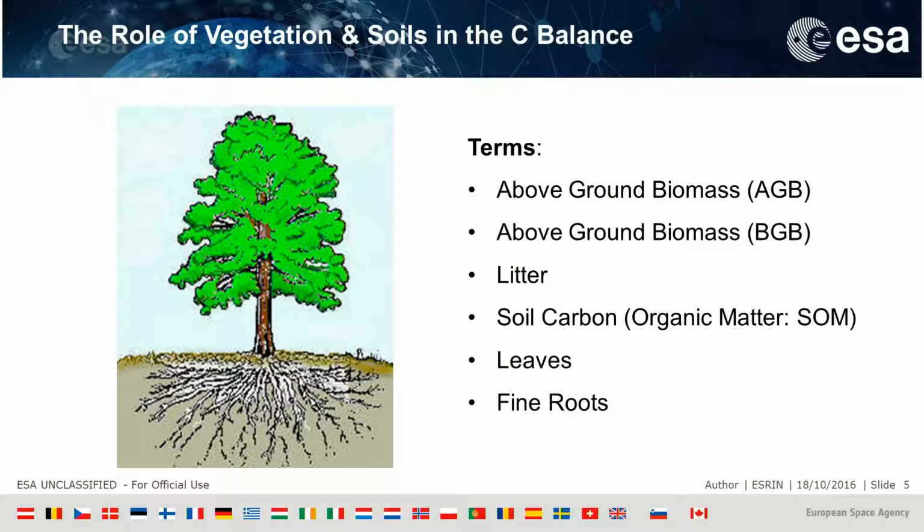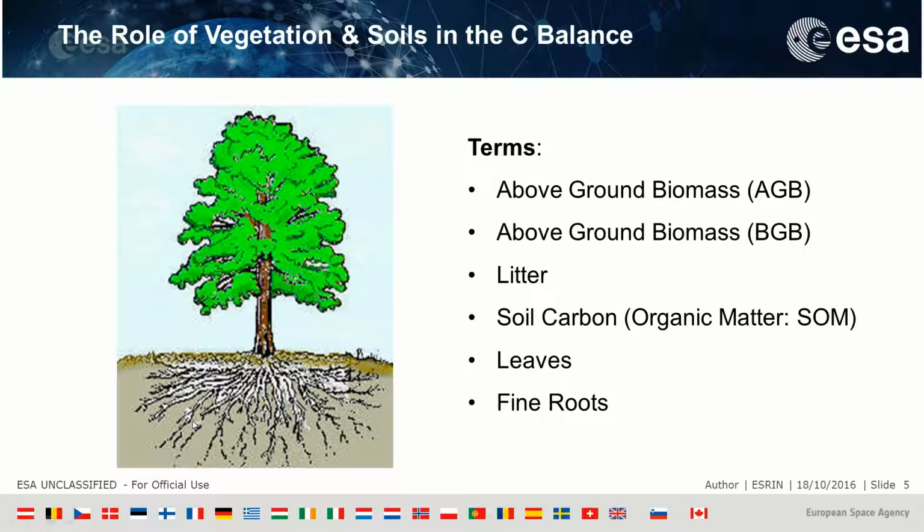Now, I'm going to talk about the role of vegetation and soils in the carbon models. I showed this slide yesterday, but I've added a couple of extra terms because I need them for the next diagram. There are three pools of carbon. One of them is woody biomass, that's both the above ground biomass and the below ground biomass.